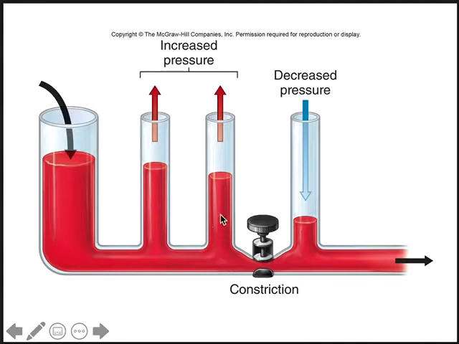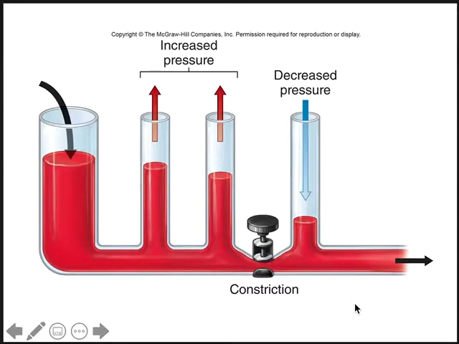Right before the site of constriction, you have increased pressure because the blood is building up. It's not able to flow as quickly. So you get a buildup and a pressure, but you've got a decreased flow, right? You just can't get through as much. On the other side, you're going to have less pressure because now you have less blood flow, right?